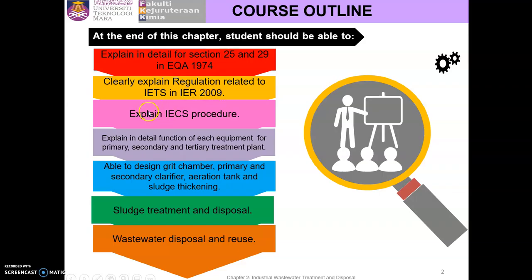And then number 3, the course outline, able to explain the IETS procedure, explain in detail the function of each equipment for primary, secondary and tertiary treatment plant, able to design grid chamber, primary and secondary clarifier, aeration tank and also sludge thickening, explain sludge treatment and disposal, and lastly, the student should be able to explain the wastewater disposal and reuse.